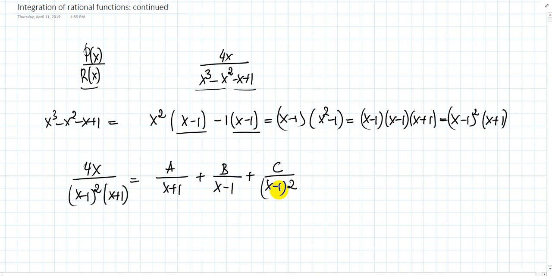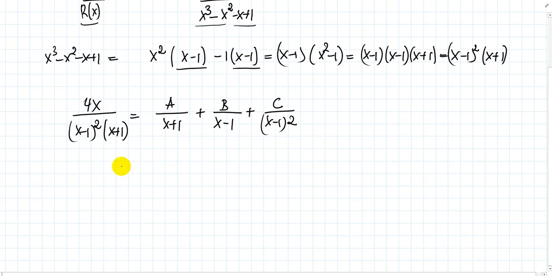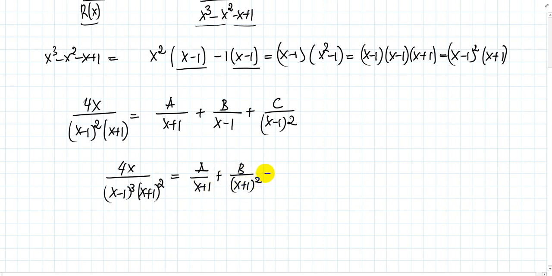So for example, if you would have 4x divided by (x plus 1) squared multiplied by (x minus 1) cubed, then you need to write this: a divided by x plus 1, plus b divided by (x plus 1) squared, plus c divided by x minus 1, plus d divided by (x minus 1) squared, plus e divided by (x minus 1) cubed. Do you understand the system, how it works? These are the steps you need to do.